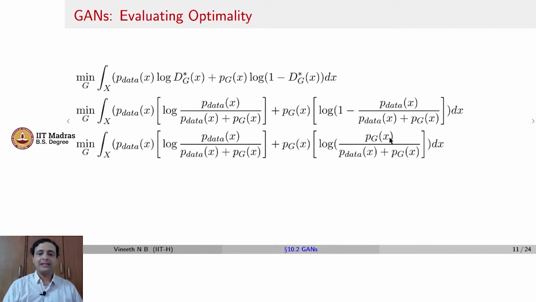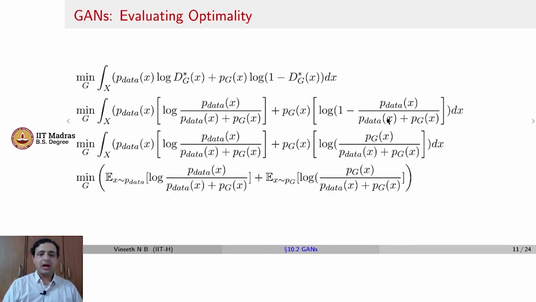Now from here we can see that the second term, 1 minus p data of x by p data of x plus pg of x, can be rewritten as pg of x by p data of x plus pg of x. This is a simple arithmetic operation on top of the earlier expression. And now we are going to get back this expression in terms of expectations. We're going to bring back expectation from integral. So the integral over this entire term dx can now be rewritten as expectation over x coming from p data, log of p data by p data plus pg, plus expectation of x coming from pg, which is the generated distribution, log of pg by p data plus pg.